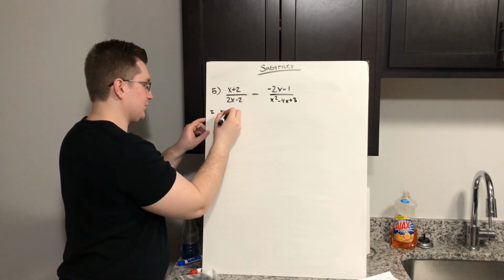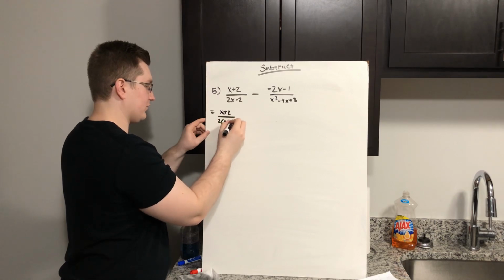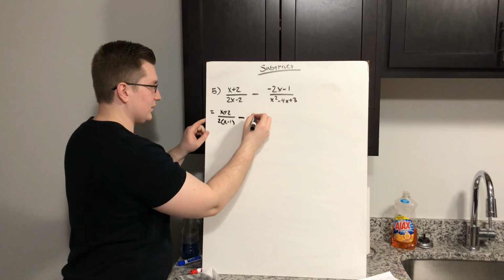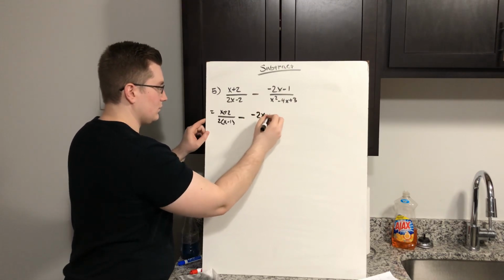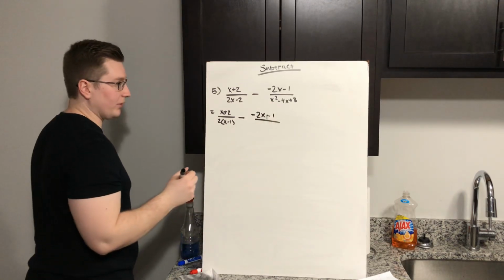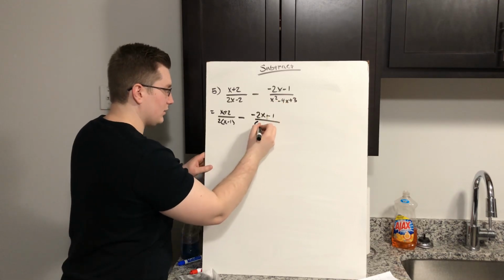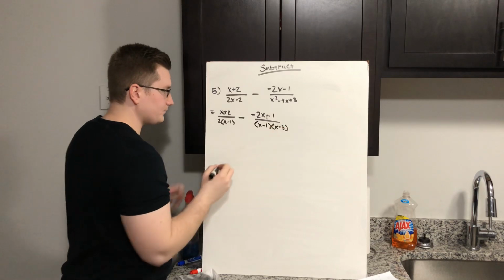In (x + 2) over (2x - 2), I can factor a 2 out of the bottom, and I'm left with x - 1. In the second fraction's numerator, I can't really factor anything out, so I still have -2x - 1. I can factor the bottom; it's a perfect trinomial. Two numbers that multiply to 3 and add to negative 4: (x - 1)(x - 3).